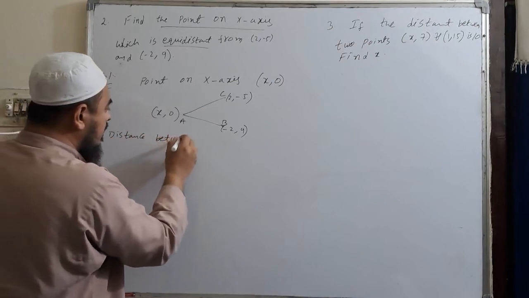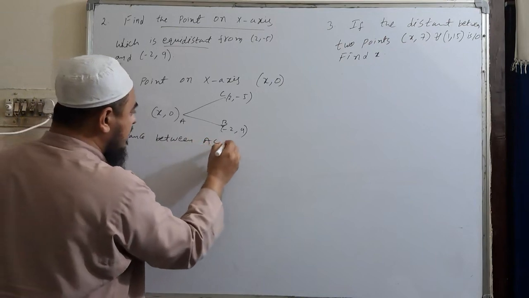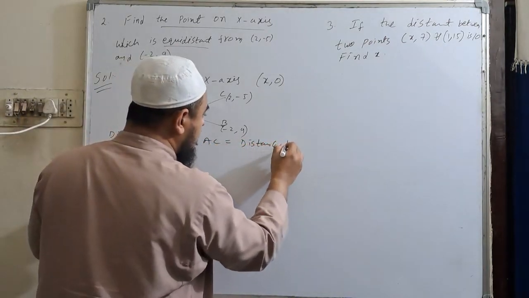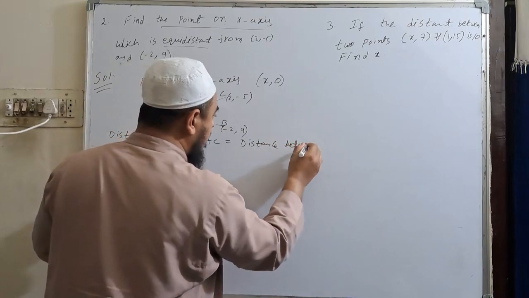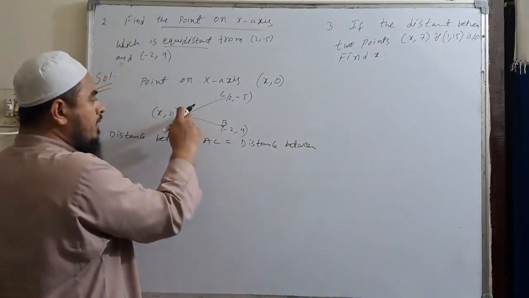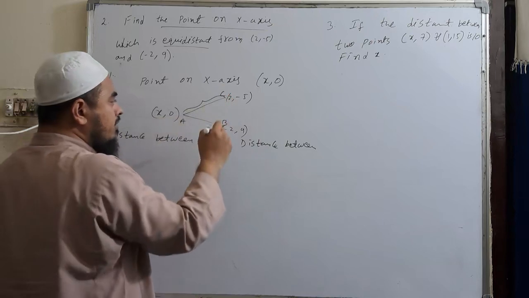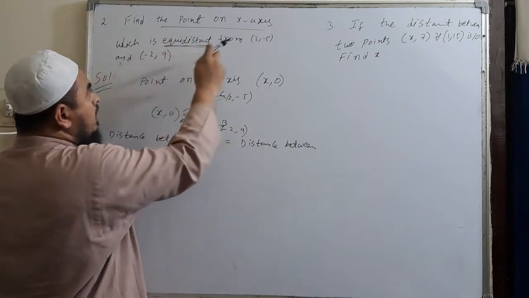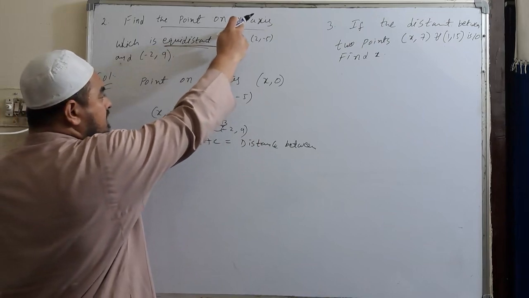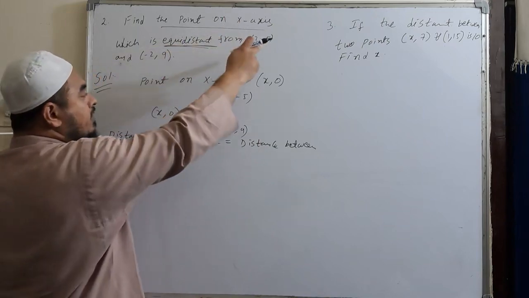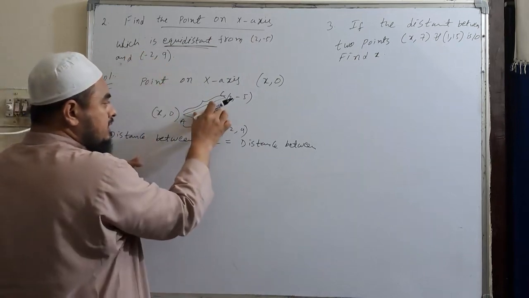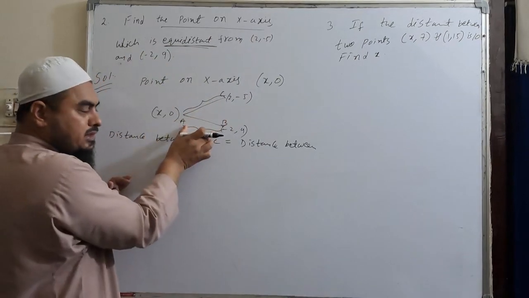between AC is equal to distance between AB. This distance AC is equal to distance AB. That is what the meaning of the point on the x-axis, x comma 0, is equidistant from 2 comma minus 5 and minus 2 comma 9. So this distance AC is equal to this distance AB.